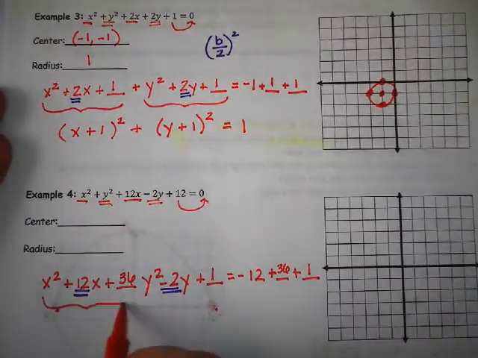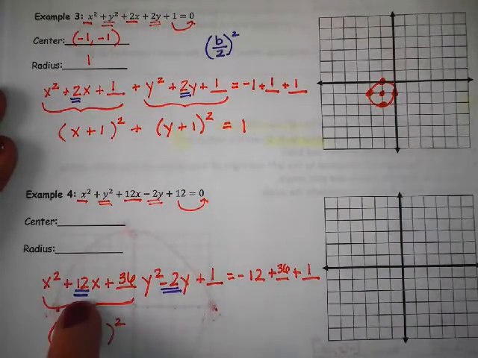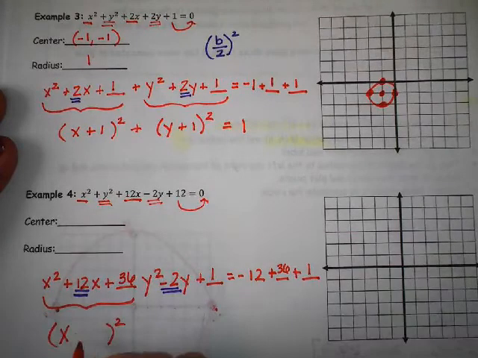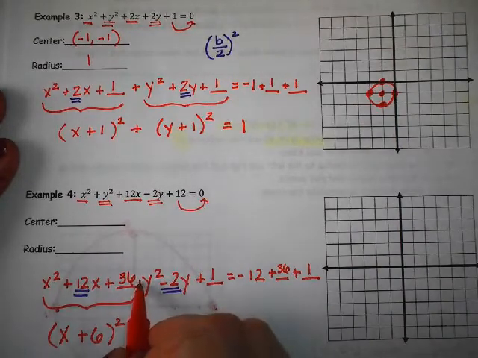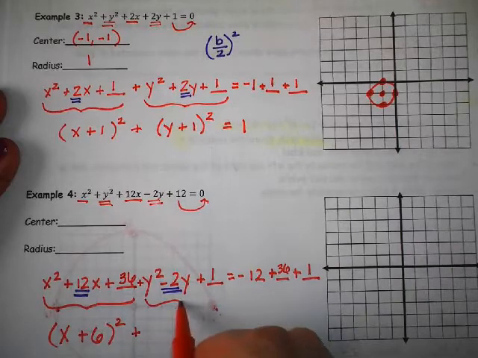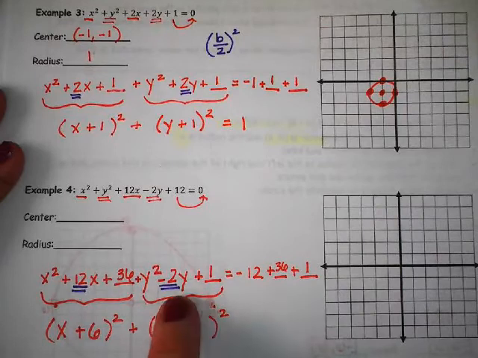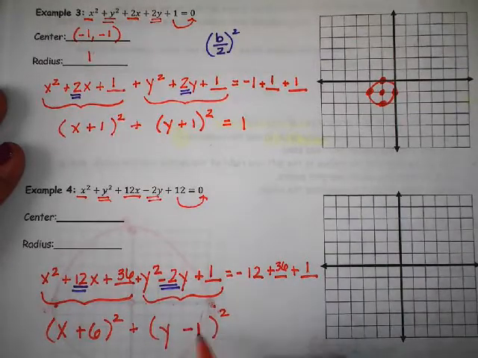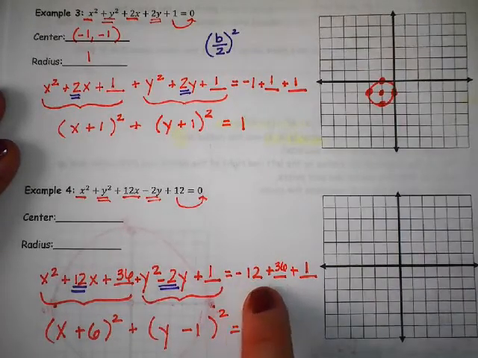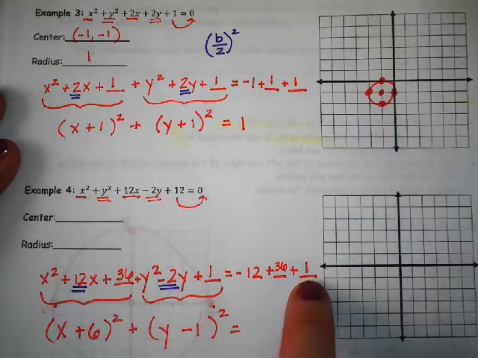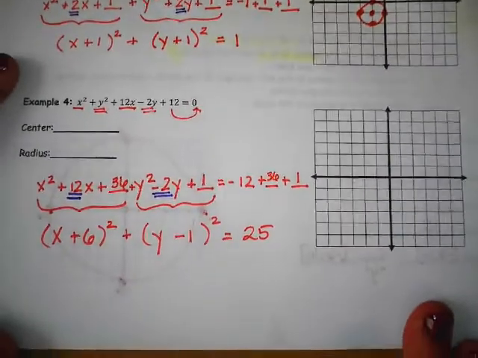So these first 3 terms factor into something squared. x, remember the shortcut. Take b, cut it in half. So (x + 6) squared, plus, I think I was missing a little plus sign here, plus these terms are going to factor into something squared. My b was -2. If I cut it in half, it's -1. So (y - 1) squared equals, over here on the right, I have -12 plus 36 plus 1. That's going to give me a 25. Okay, so now that's in standard form.